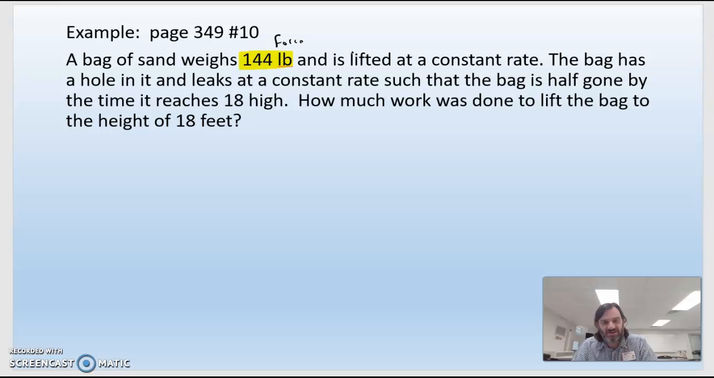So it starts off weighing 144 pounds, and by the time we get it 18 feet high, half of it's gone, so it will be 72 pounds. And it says how much work is done to lift the bag to the height of 18 feet. So in that scenario, we're trying to find the work. We would have the displacement from 0 on the ground up to 18 feet, and we're going to have a force function that we will integrate. So that's how we're going to find the work.